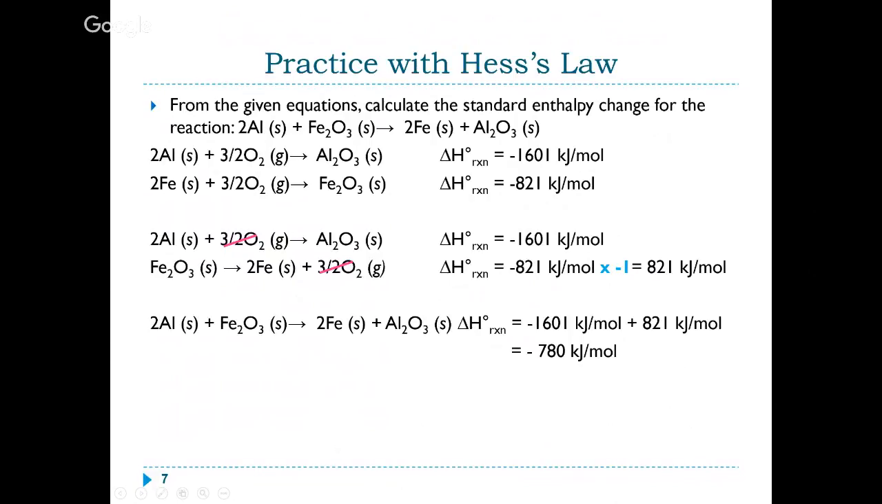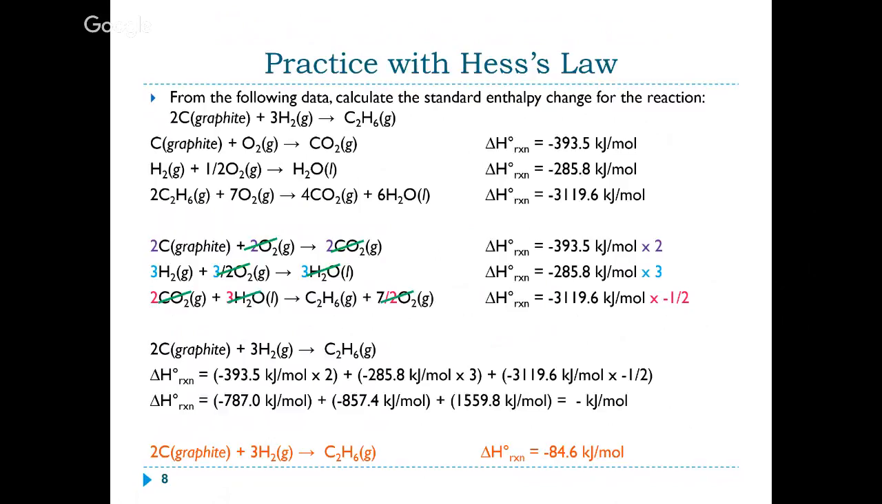So because I have my desired equation, all I need to do is add my two enthalpies together. And I see that negative 1601 kilojoules per mole plus 821 kilojoules per mole gives me negative 780 kilojoules per mole. So this is the enthalpy of reaction for this equation. And if we want to remind ourselves, this is an oxidation reduction. It's a single replacement. Aluminum replaced iron, kicked it out, and we get aluminum oxide. So aluminum was oxidized, iron was reduced.